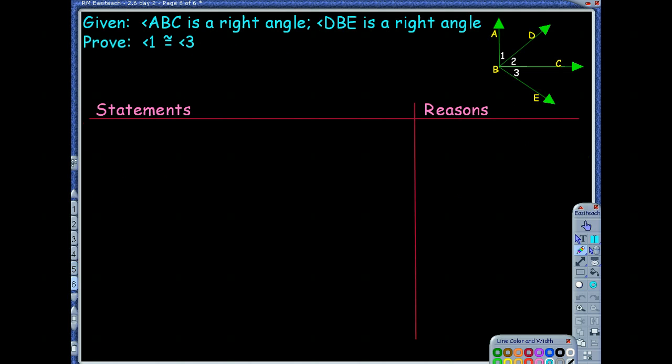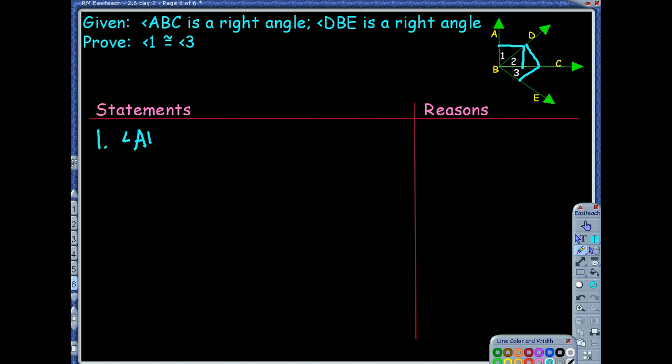Our last proof that we have up here, we are told that angle ABC is a right angle, and we are told that angle DBE is a right angle. I'm just going to mark those with the little boxes in the corners to keep track of what that's going to look like. All right, Mrs. Palermo, what are some things that you're noticing while I'm writing this down?